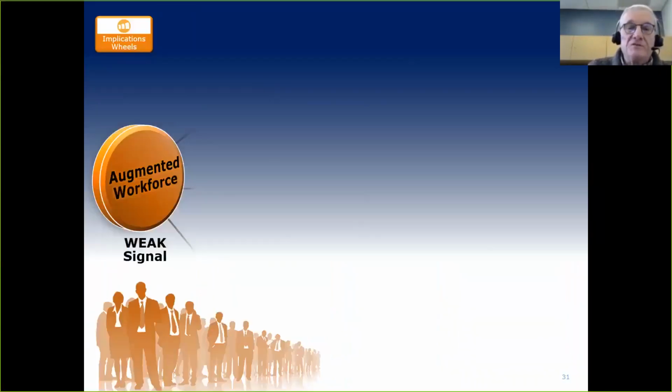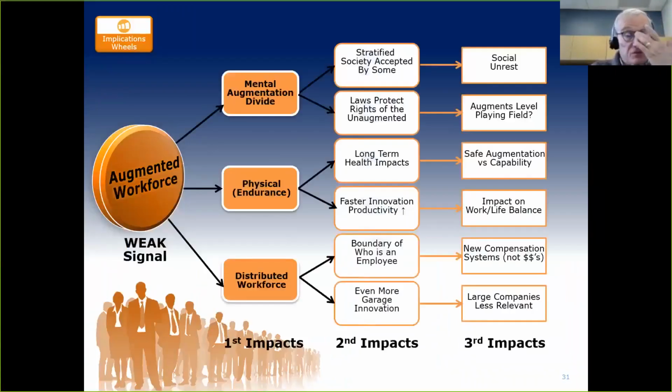We move on to implications wheels, or implications trees, either way. This is a qualitative way to project into the future and explore what might happen. So the one I picked was augmented workforce. We did this for all the trends and weak signals you just saw. In implications trees or implications wheels, you suspend any debate of whether you think it's going to happen. Assume it's happened and say, what are the impacts?